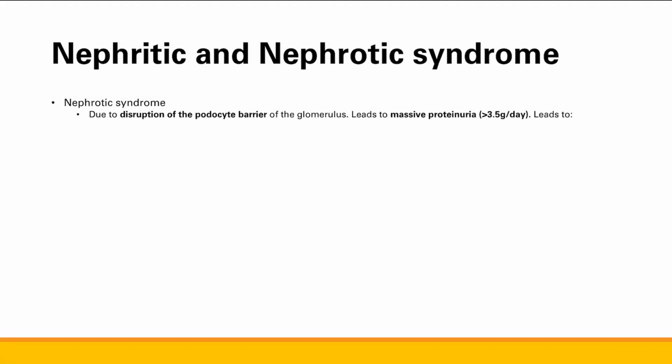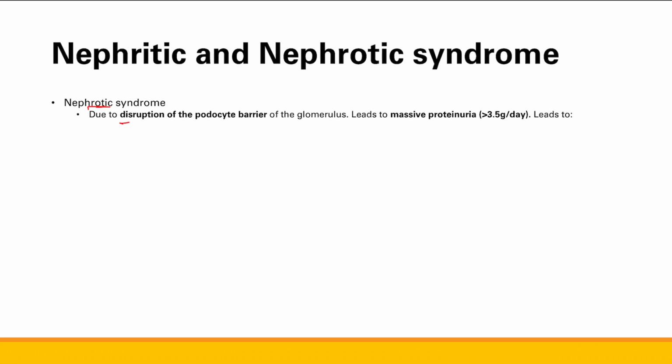So nephritic and nephrotic syndrome. Very, very high yield topics in kidney disease. Nephrotic syndrome, with the O, is due to disruption of the podocyte barrier of the glomerulus. Remember, the glomerulus has three different barriers: the fenestrated capillary endothelium, the glomerular basement membrane, and then the podocyte barrier.